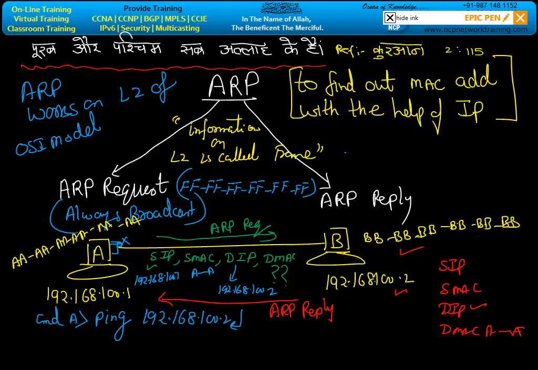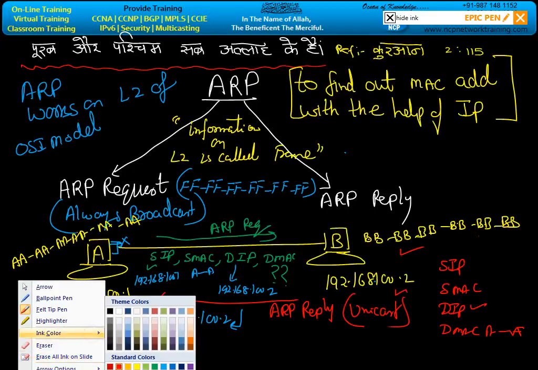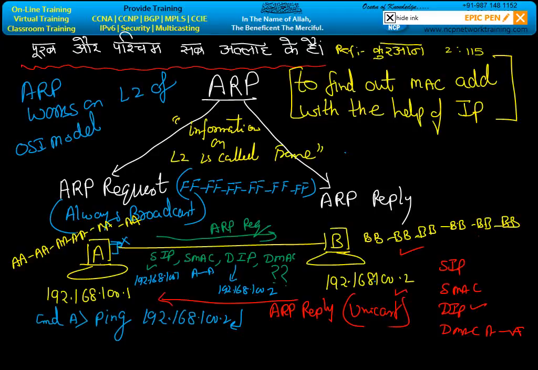That's why the ARP reply will not be broadcast, it will be unicast. ARP request is always broadcast, ARP reply is always unicast. Now the echo request will proceed, because the echo request was suspended first. When you sent the ping to 192.168.100.2, your request did not proceed, it was suspended. When the source machine gets the MAC address of the remote machine, the echo request will proceed in step number 3.